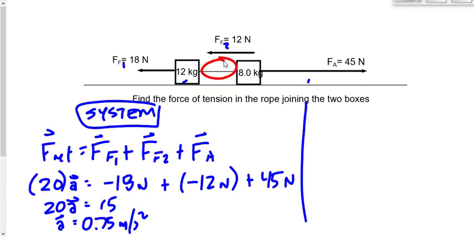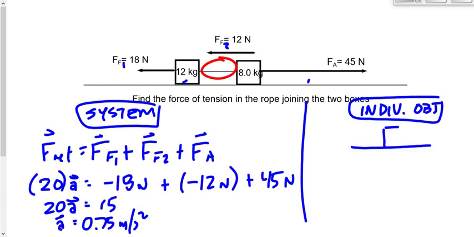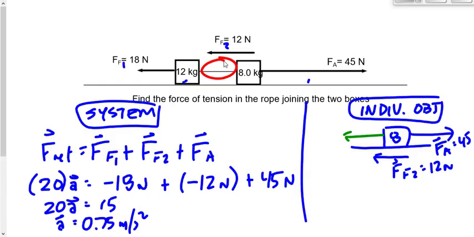Now, what do we do once we have the acceleration? Yeah, pick one object. Which one do you want to pick here, the 12 or the 8? Okay, so let's pick the 8 kilogram object, although we could pick the 12 as well. The 8 kilogram object has a force of 45 newtons acting on it to the right, and it has a force of friction of 12 newtons acting to the left. And it also has a force of tension acting on it to the left. The rope pulls back on it to the left. We'll call that Ft. And that's what we're trying to find here.